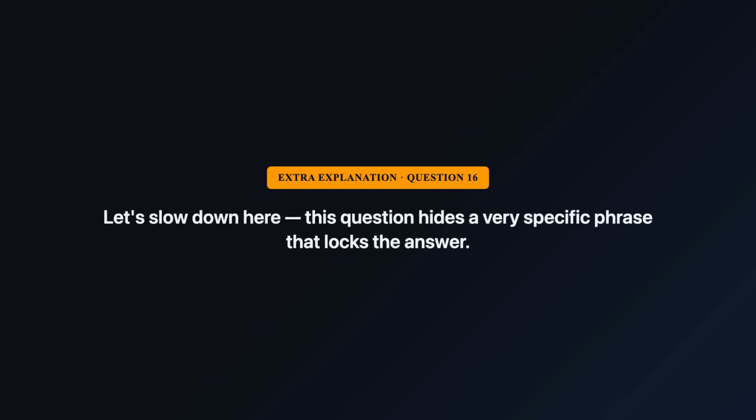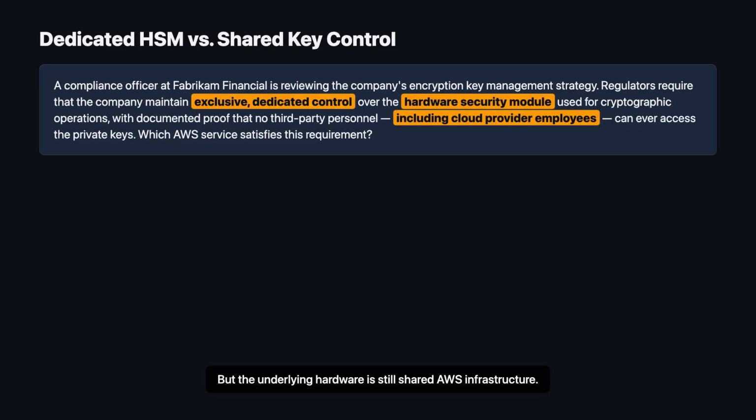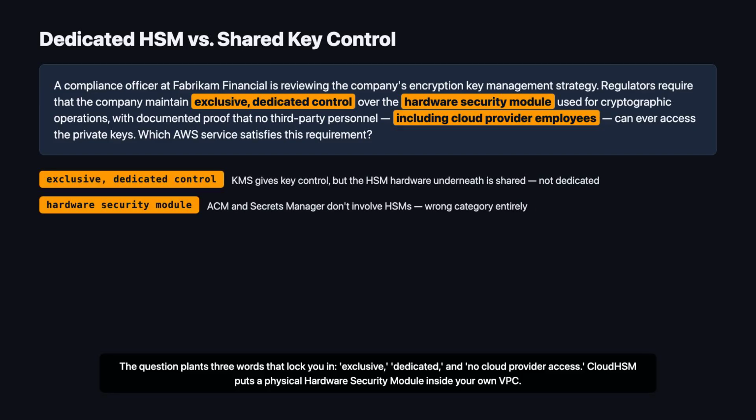Let's slow down here. This question hides a very specific phrase that locks the answer. Imagine Fabricom's compliance auditor walks in and says, "Show me proof that AWS cannot touch your keys." With KMS, Key Management Service, you can show IAM policies, but the underlying hardware is still shared AWS infrastructure. Not good enough. The question plants three words that lock you in: exclusive, dedicated, and no cloud provider access.